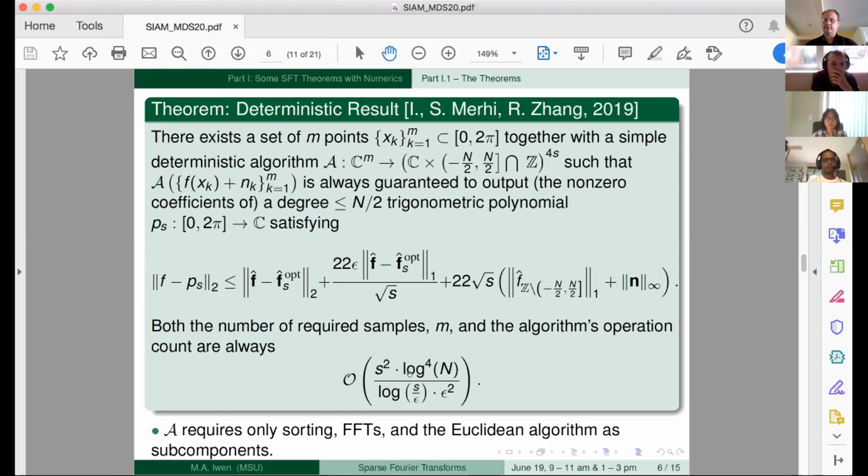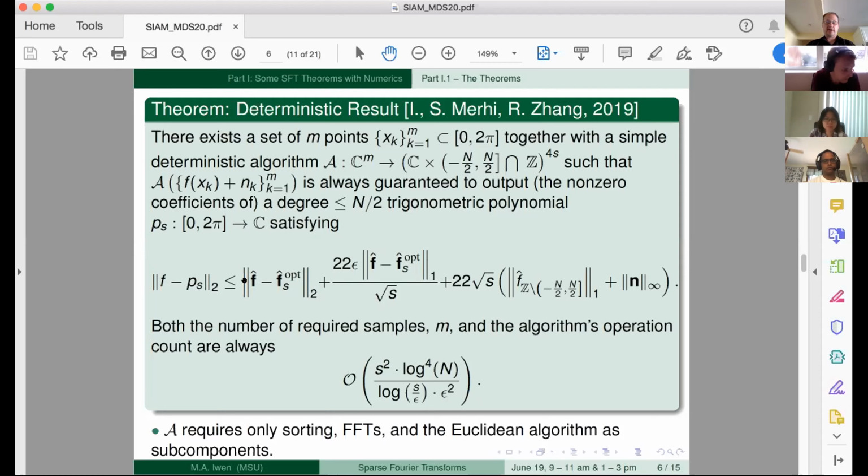Furthermore, it has to recover all exactly s-sparse functions f that I might be handed. So if f is itself a trigonometric polynomial of degree at most n over 2 that only has s terms in it, then the approximation this algorithm gives back is going to be bounded by an error where this term is 0, because the best s-term approximation to the lowest Fourier coefficients for frequencies between minus n over 2 to n over 2, this is going to be 0.